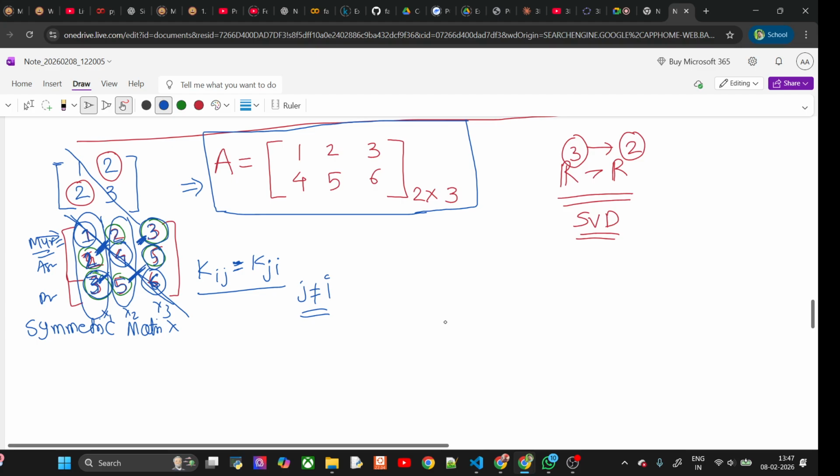Okay, in the symmetric matrix, what I have shown you is that A is not a symmetric matrix because it is not a square matrix. First of all, it should be a square matrix, and it's not a square matrix. It's different, it's not a square itself.